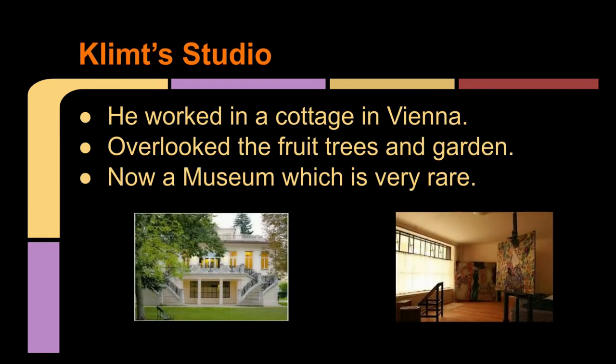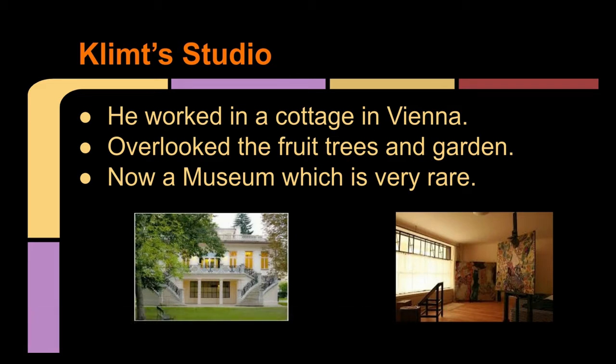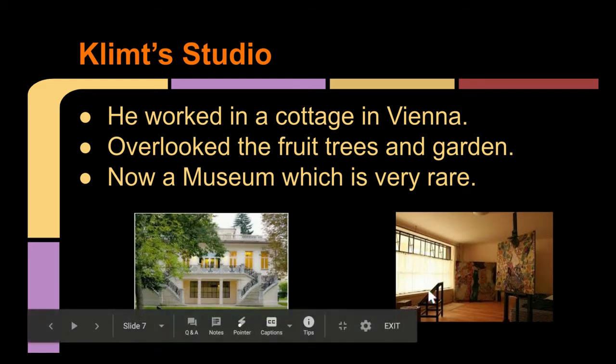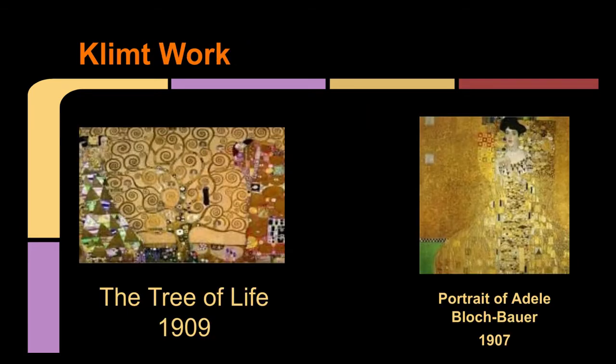And this is where Klimt worked. So he had a studio in a little cottage in Vienna, and what he would do is he'd overlook the fruit trees in the garden every day. So we're quite lucky that it's now a museum, which is very rare because a lot of the most famous artists, you can't ever see any of their studios. They were renting or they had other places. So this was his tiny little studio in here with his window. And you'll be able to see where he got his inspiration of patterns and colors from because of looking at the fruit trees in the garden.